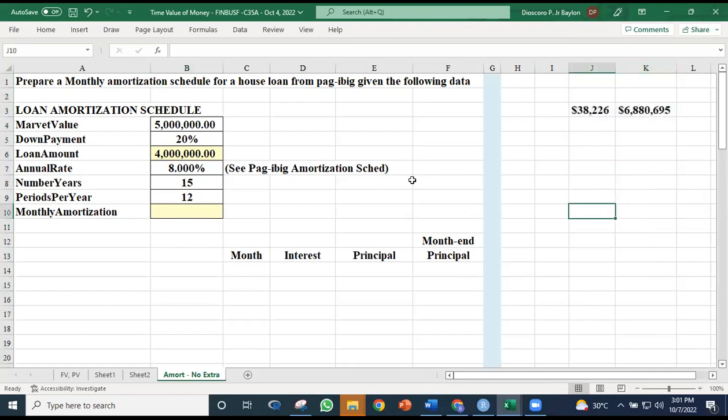Okay, so the monthly amortization should be 38,226. Please round it to decimal places. Kindly key in the formula here, and then please chat it. Write it in the chat box. Direct it to me first, so that your classmates will not see your formula and they'll also share their formulas. Share it to me only.